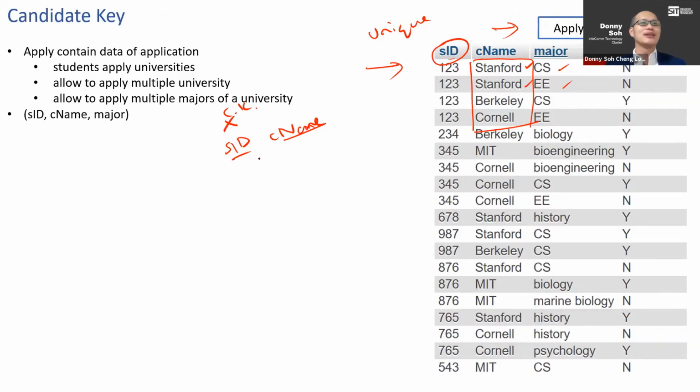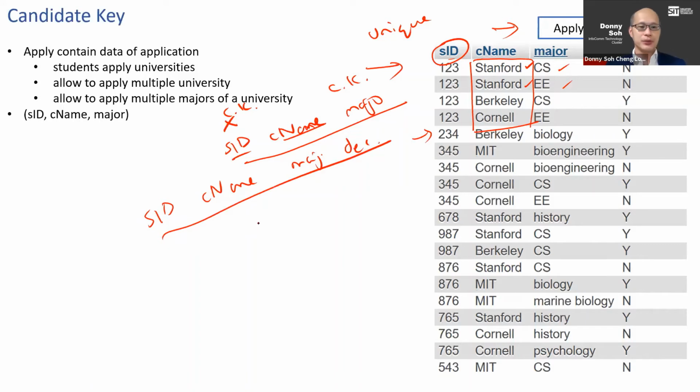SID and CNAME together can't be a candidate key because it can't uniquely identify a particular row. What is required is that we need SID, CNAME, and major. And this would then be a candidate key, because all these three put together will be able to uniquely identify any single row here. And SID, CNAME, major, and decision together will be a super key.